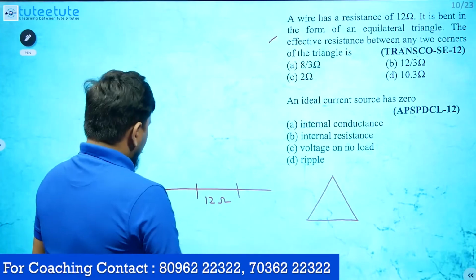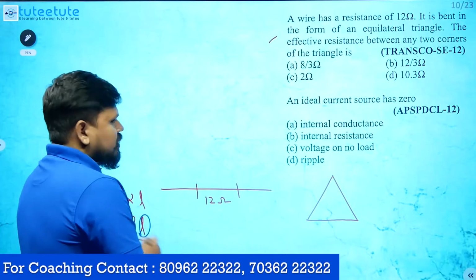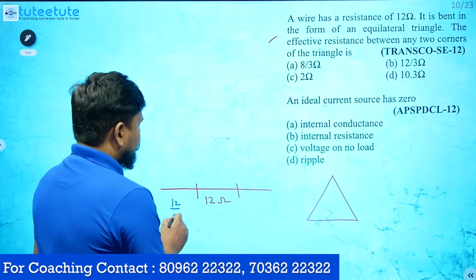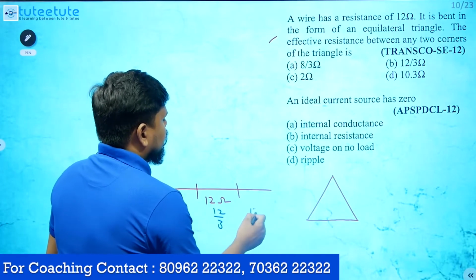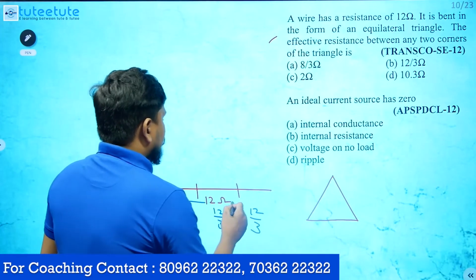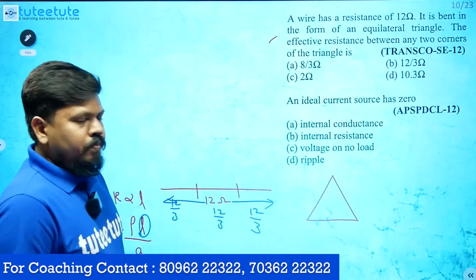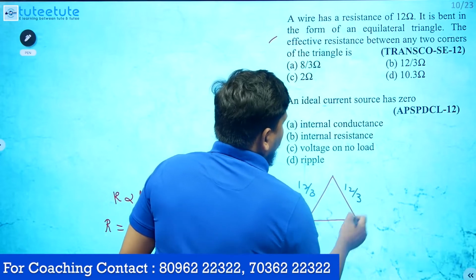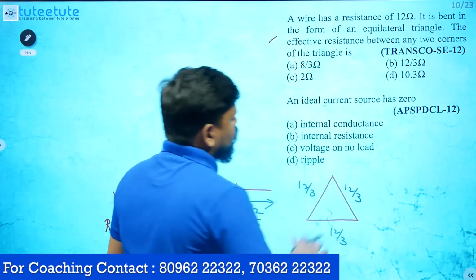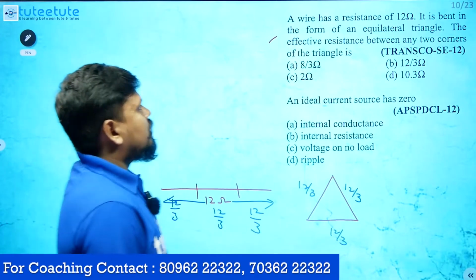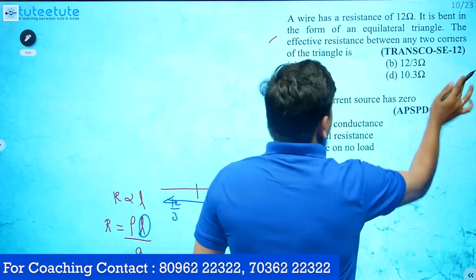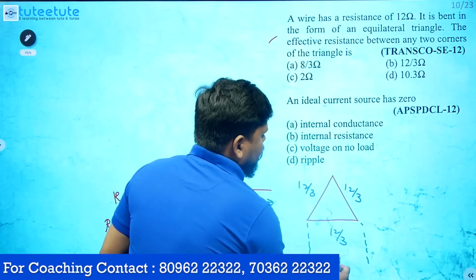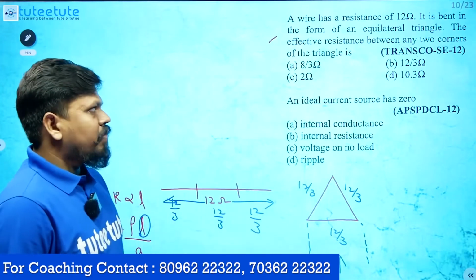That means based on how much length is there, the resistance will be decided. So definitely 12 by 3 here, 12 by 3 here, 12 by 3 here, and the complete one is nothing but 12 ohms from here to here. So 12 by 3 in terms of ohms for each side. Now, they were asking for the effective resistance between any two corners. So let's check the equivalent resistance they are asking for.